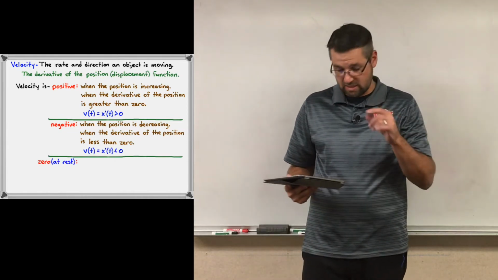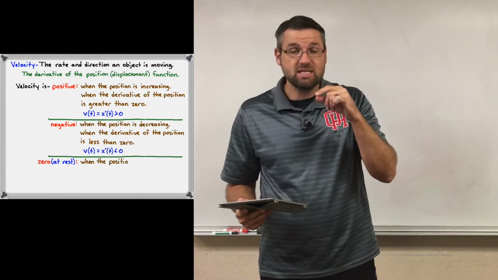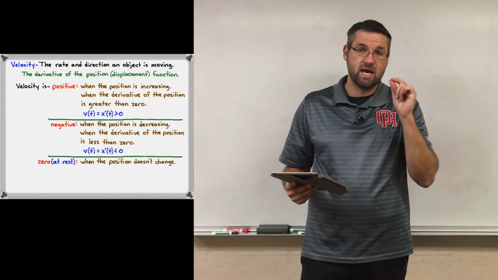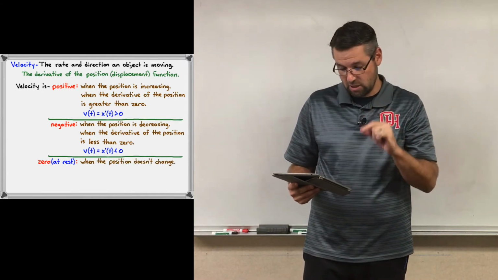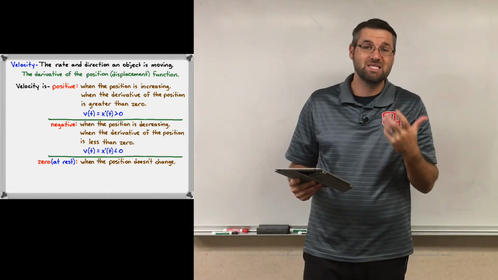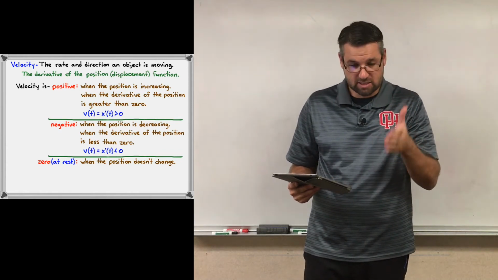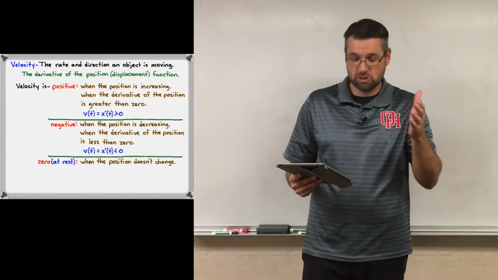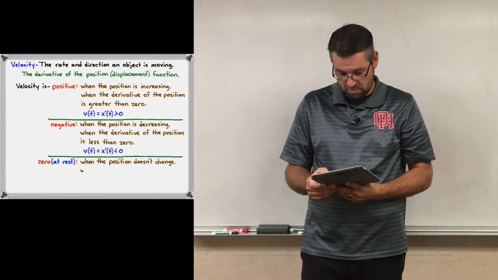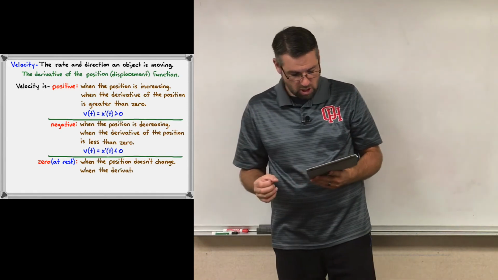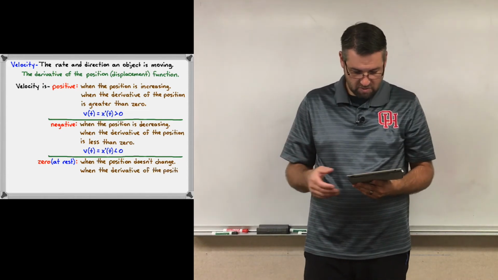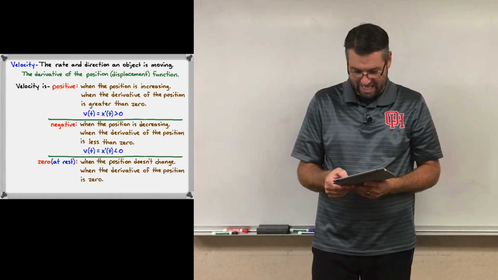The last thing is this, and this one's important. If velocity is 0, that implies that the particle is at rest. That means the position is not moving. If velocity is 0, there is no change in the position, or in other words, the derivative of the position function is 0.